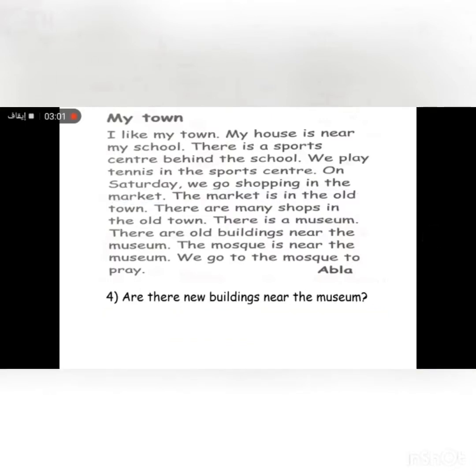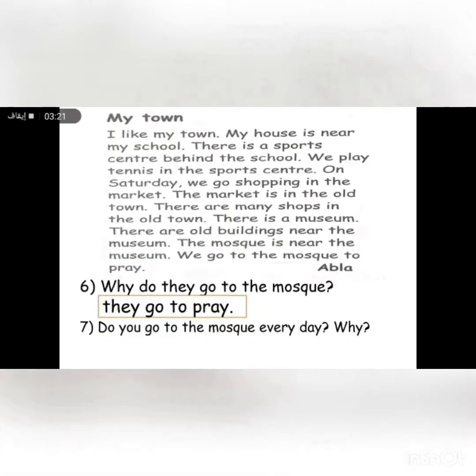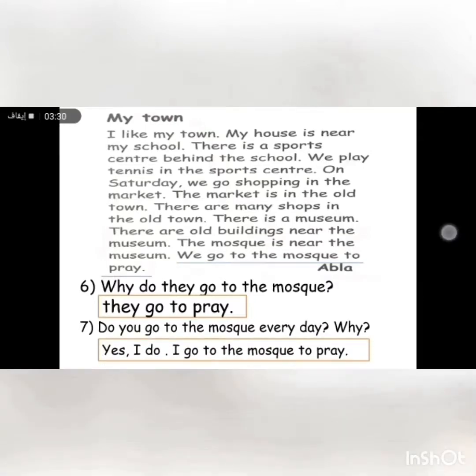Number four, are there new buildings near the museum? No, there aren't. Number five, where is the mosque? Near the museum. Number six, why do they go to the mosque? They go to pray. Do you go to the mosque every day? Why? Yes, I do. I go to the mosque to pray.